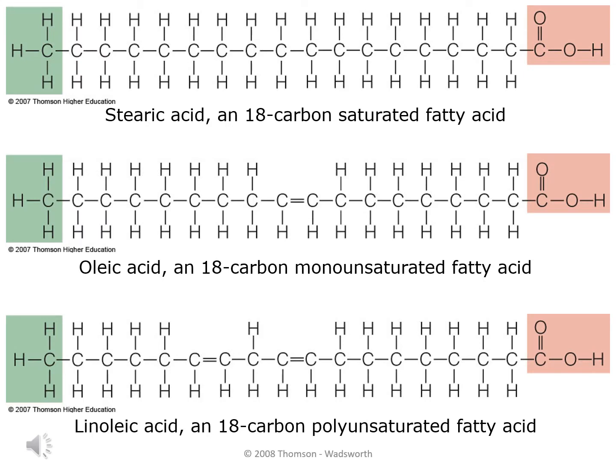Let's take a look at these three different types of fatty acids, saturated versus monounsaturated versus polyunsaturated. If we look at the top example, stearic acid, this is an 18-carbon saturated fatty acid. This commonly occurs in animal products such as meat and milk. If you look down the chain of carbons, you can see that there are no double bonds present.